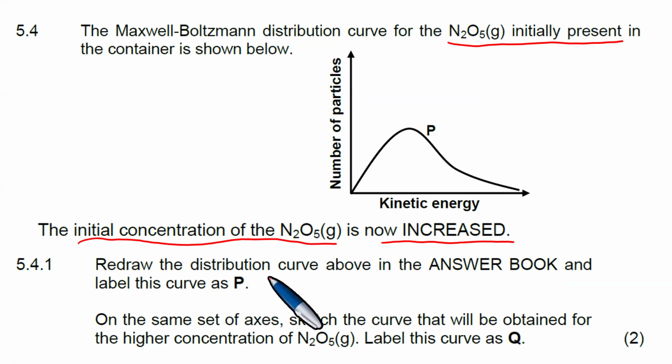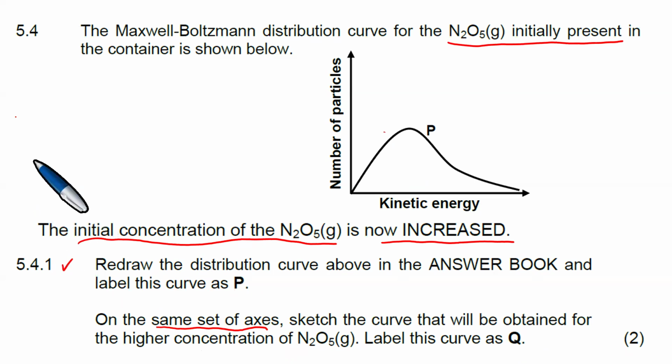Redraw the distribution curve above in the answer book and label this curve as P. On the same set of axes, sketch the curve that will be obtained for the higher concentration of N2O5. Label this curve as Q. So I need to draw two curves here, but on the same set of axes. So this is what we're going to do.